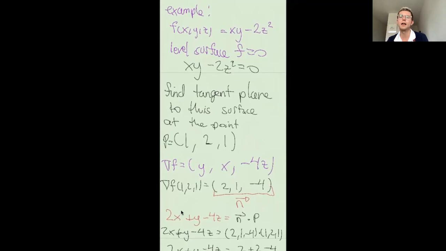And then you have to evaluate it at the point in question. The point is given to you, so you have to evaluate it at this point, which is (1, 2, 1). So that means substitute y with 2, x with 1, and z with 1, and that's how you end up getting this, right? Yeah. So far, so good.